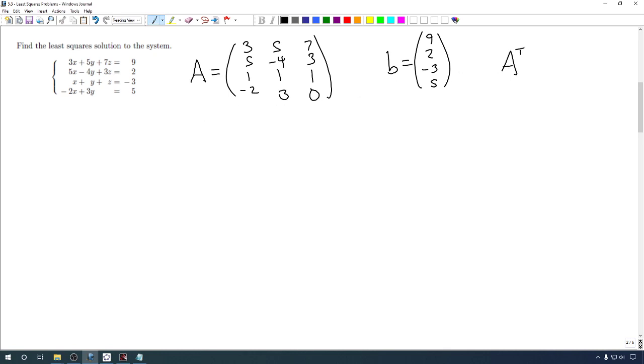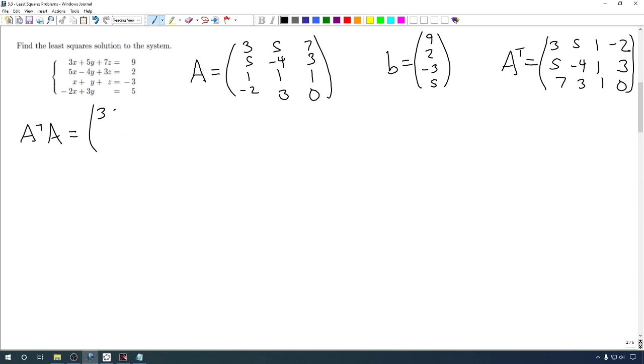Again, just for space, I'm going to put it over here. And then 7, 3, 1, 0. So note that we did have to include that Z as a 0 in this case. We'll go ahead and take A transpose times A. And I'm not going to go through all the details here. Hopefully you know how to multiply matrices at this point.